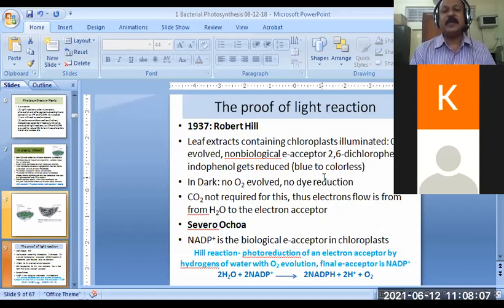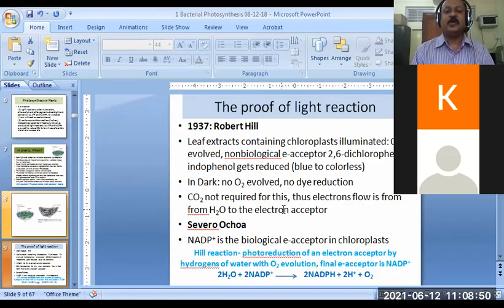When the same reaction was carried out without any illumination, that is in the dark, he found that the dye was not reduced, that is, there was no change in color from blue to colorless, and at the same time he also found that oxygen was not evolved. He also found that whether CO2 was supplemented or not, there was no change in the reaction, indicating that CO2 as such was not required for the process. The reduction of the non-biological electron acceptor is not dependent upon CO2.